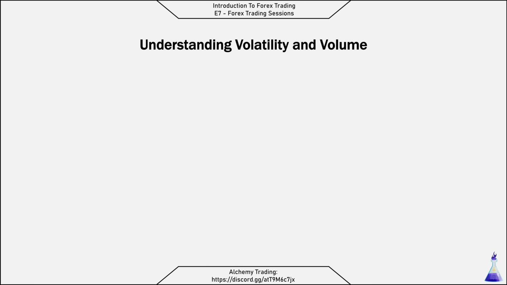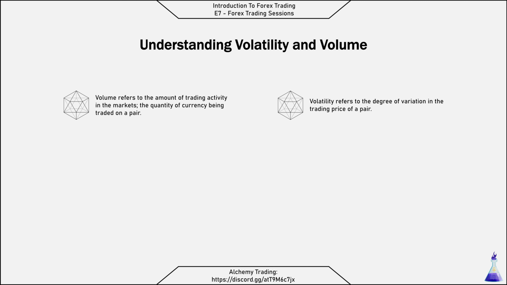We're going to get started by discussing what volatility and volume are and how they impact our trading during different sessions. Volume refers to the amount of trading activity entering into the markets. In other words, it's how many units of currency are collectively being traded within the market. On the other hand, we have volatility, which refers to the degree of variation in trading price. For example, an instrument moving 50 pips up and down during the day is more volatile than an instrument moving 10 pips up and down throughout the same day.